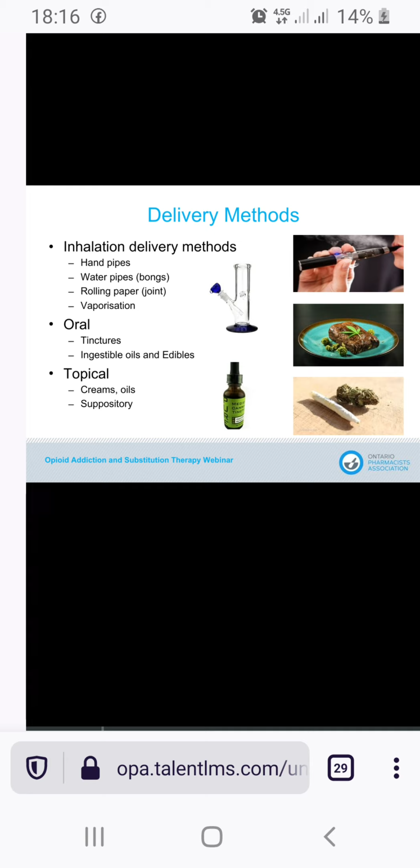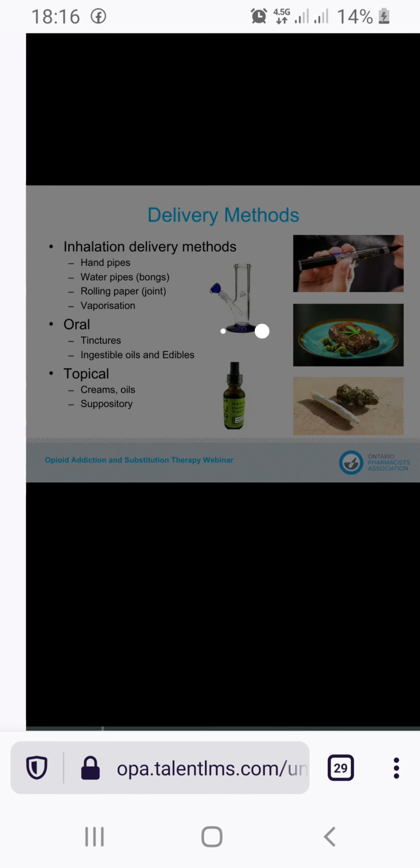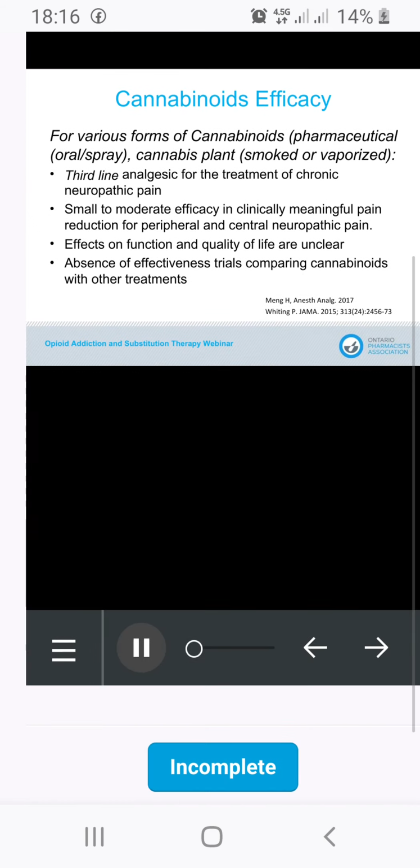Now, the absorption rate varies between the delivery routes. Certainly absorption by inhalation is much faster, within a few moments or minutes, and it lasts about 30 minutes to 4 hours. Contrast that to oral intake. If a patient were to ingest cannabis, the onset is about 30 minutes to closer to 2 hours, lasting 3 to about 12 hours. So again, depending on how they take it will affect the kinetics. Thinking about efficacy.